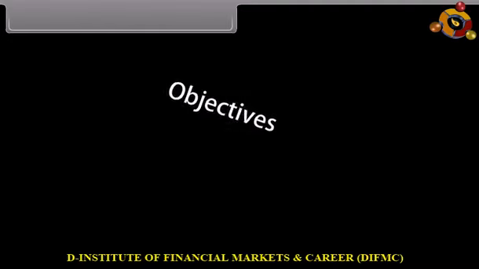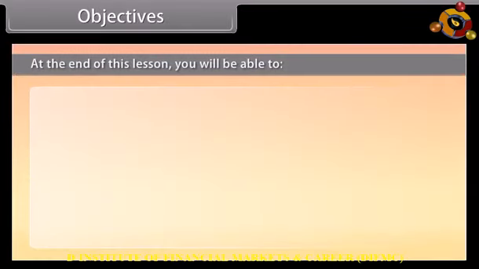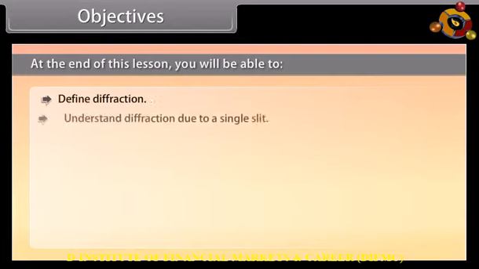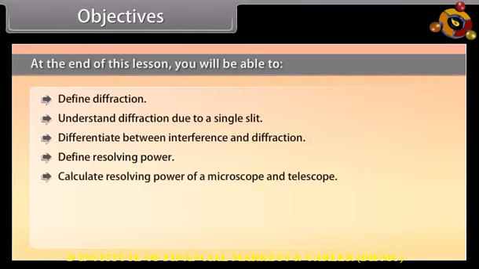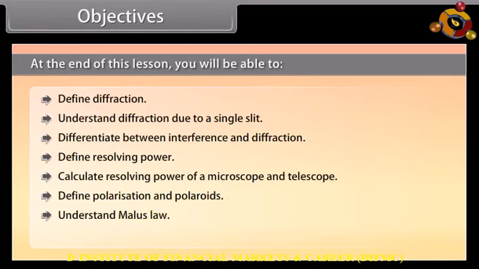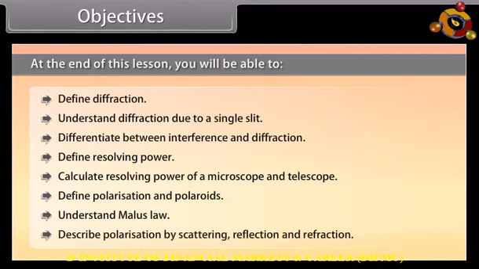Objectives. At the end of this lesson, you will be able to define diffraction, understand diffraction due to a single slit, differentiate between interference and diffraction, define resolving power, calculate resolving power of a microscope and telescope, define polarization and Polaroids, understand Malus law, and describe polarization by scattering, reflection and refraction.